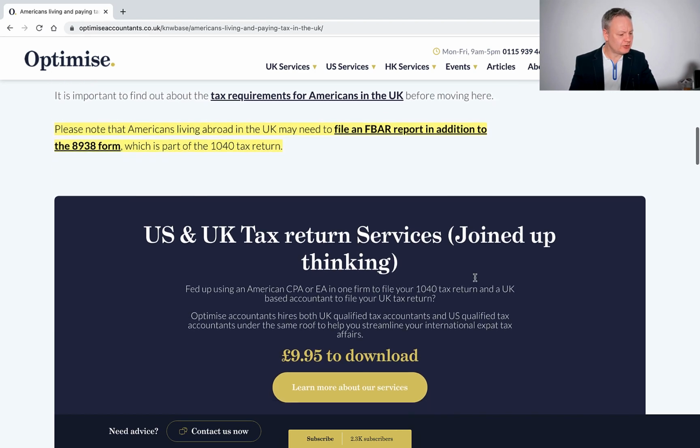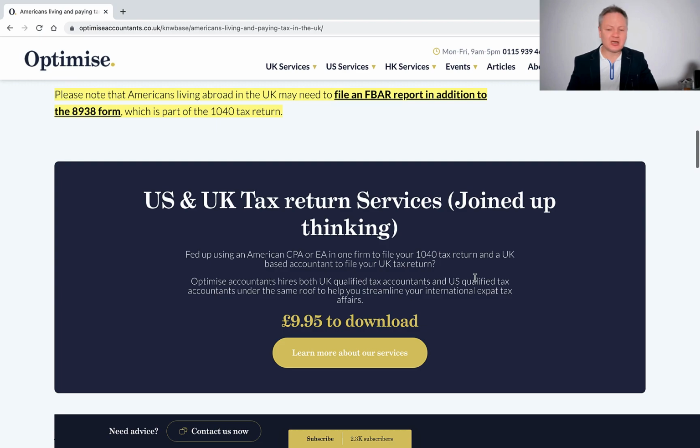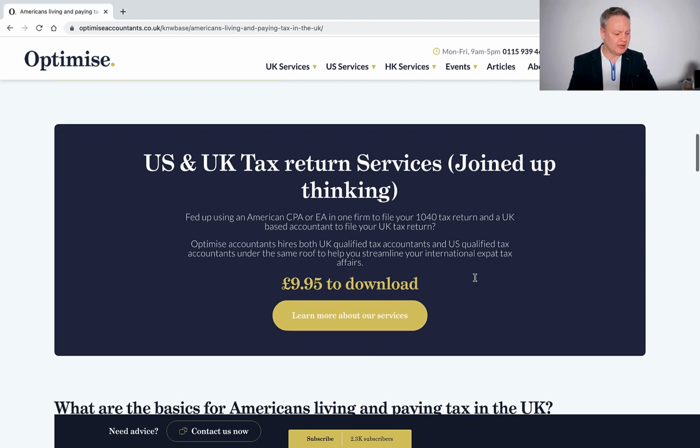So let's just go through some other things that as an American living abroad, you might have to file: FBAR and 8938. If you've got now bank accounts in the UK, pension accounts, etc., you might have to now start putting in your FBAR and 8938 forms as well. So don't forget to submit those as part of your tax filing season. And again, you can work with us to go and do that.